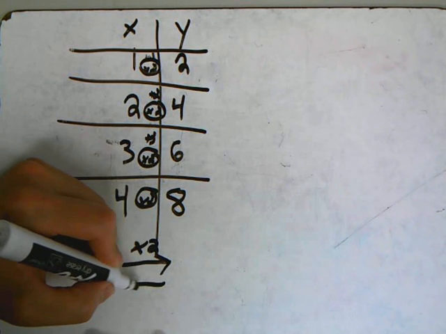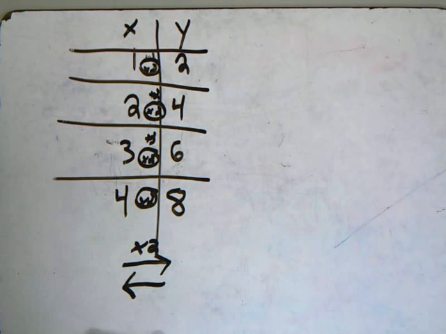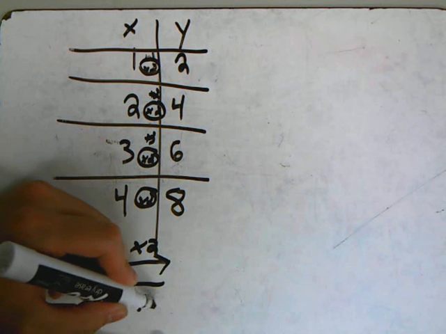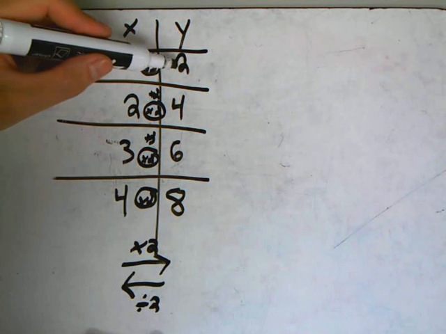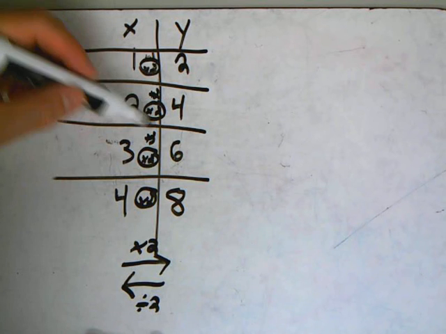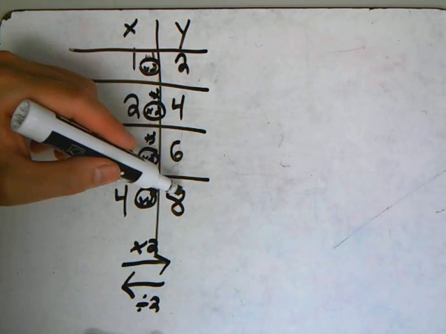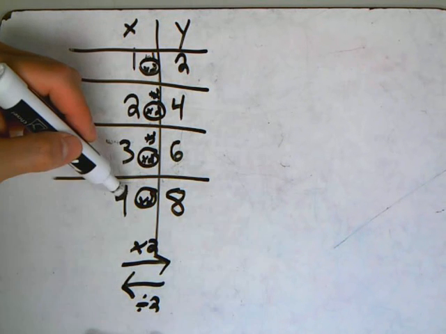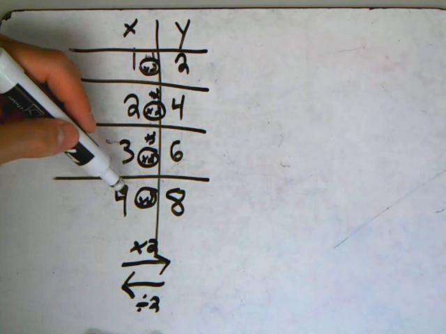However, if I'm going from y to x, I'm doing the inverse operation, or the opposite of multiplication, which is division. And I know that I'm dividing by 2. I know that 2 divided by 2 equals 1. 4 divided by 2 equals 2. 6 divided by 2 equals 3. And 8 divided by 2 equals 4. So I'm just looking at these numbers backwards, in a sense.